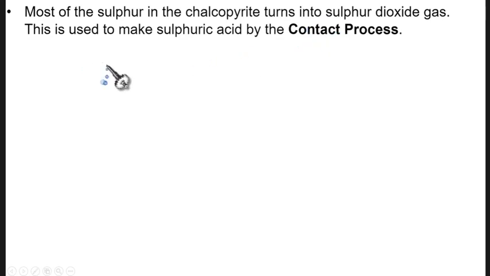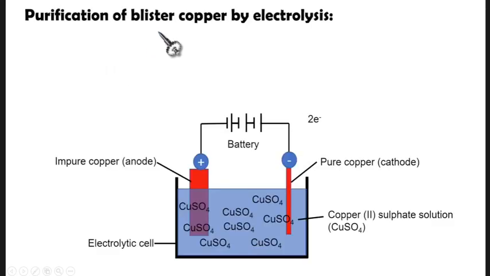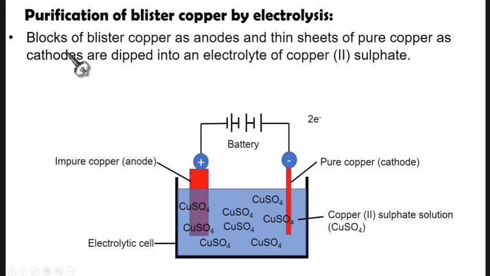Now let's look at the purification of blister copper by electrolysis. This is the electrolytic cell, the process in which the purification of copper is done. Blocks of blister copper as anodes and thin sheets of pure copper as cathodes are dipped into an electrolyte of copper sulfate. So this is what happens.